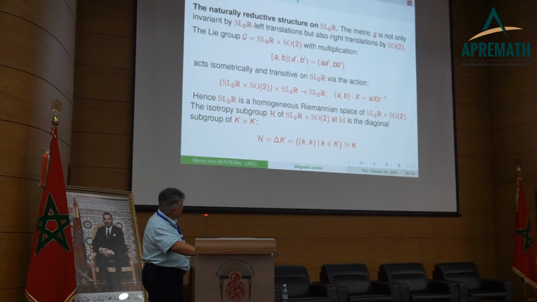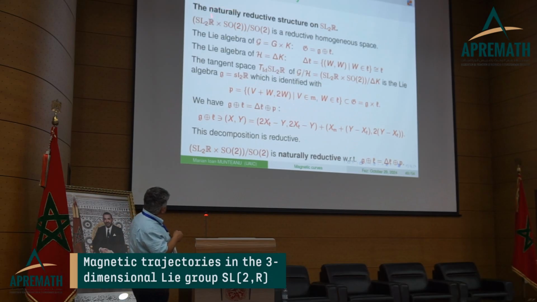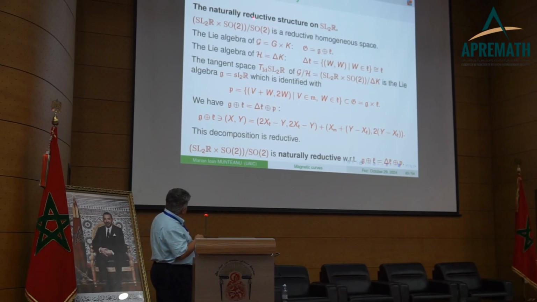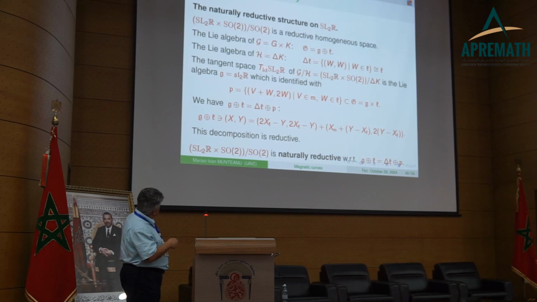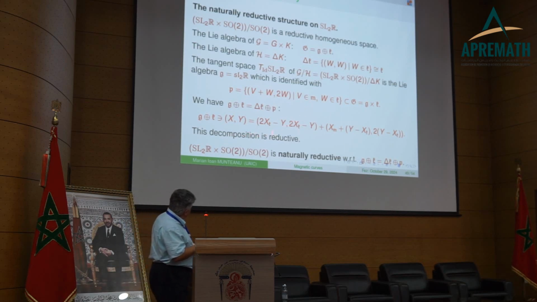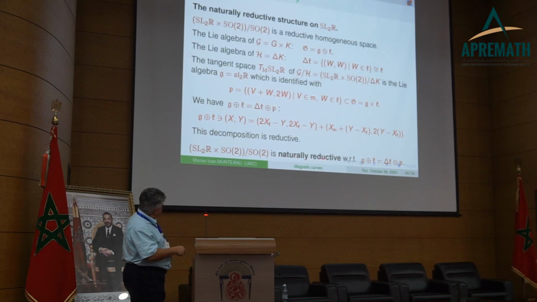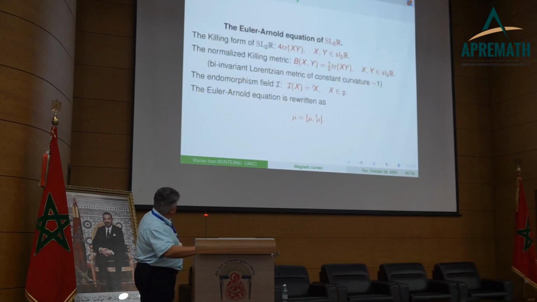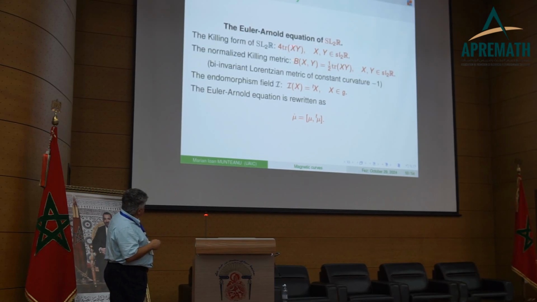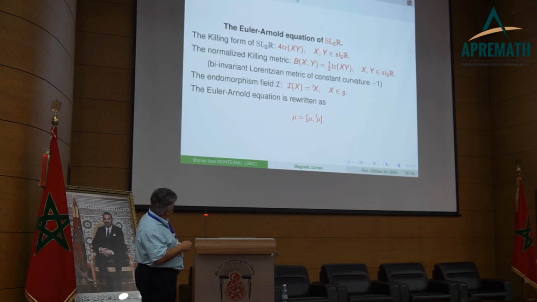So we have this, and it is known, it can be proved, that this is the natural reductive structure on SL2R. We consider the vector space P, and this decomposition shows that it is reductive. So this is in here, and this is in P. And it can be checked that this decomposition is naturally reductive with respect to this one. And the Euler-Arnold equation can be obtained in this way.